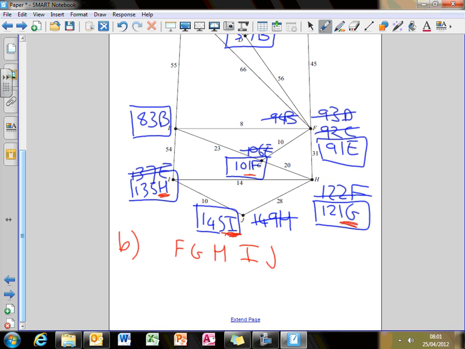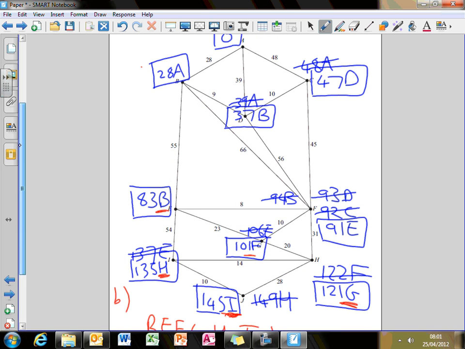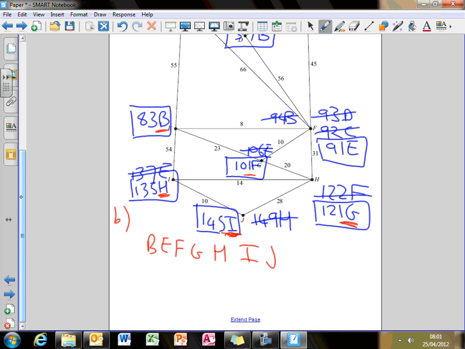I travelled from E. I'm going to run out of room here. Let's get rid of that. This is part B. How did I get to E? Travelled from B. How did I get to B? Oh dear, this scrolls up. I travelled from A. Ah, brilliant. So there's my route right there. A, B, E, F, G, H, I, J.